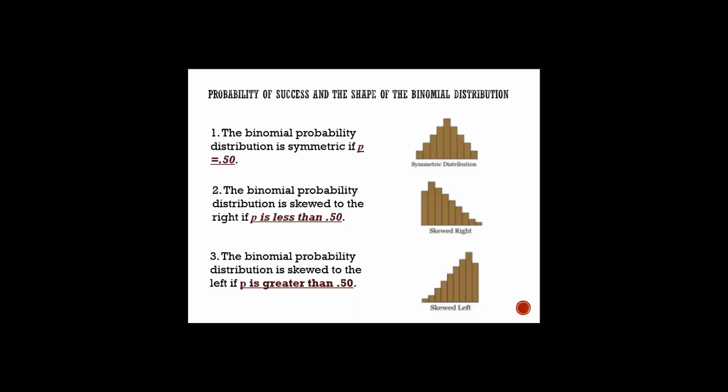So let's talk a little about the shape of the binomial distribution. An important concept for you to know is that a binomial probability distribution is always symmetric if p is equal to 0.5. It will be skewed to the right if p is less than 0.5, and it will be skewed to the left if p is greater than 0.5.